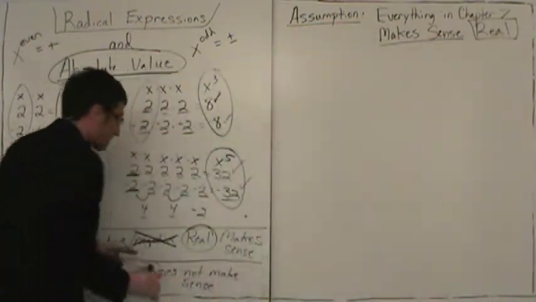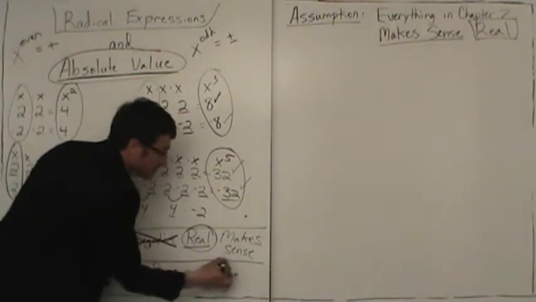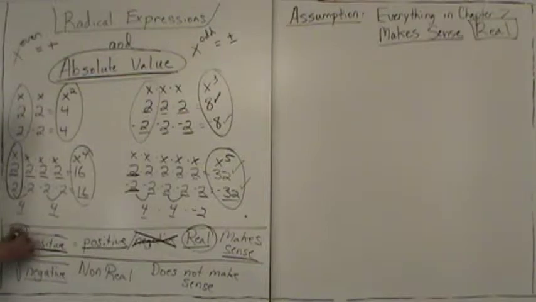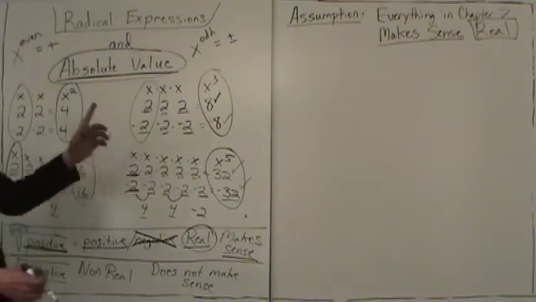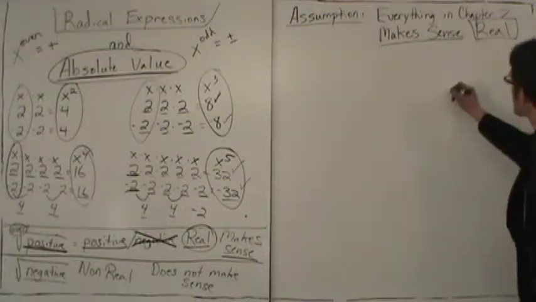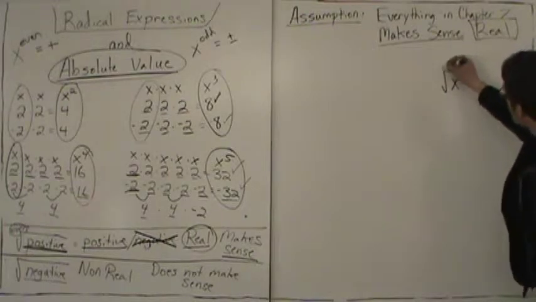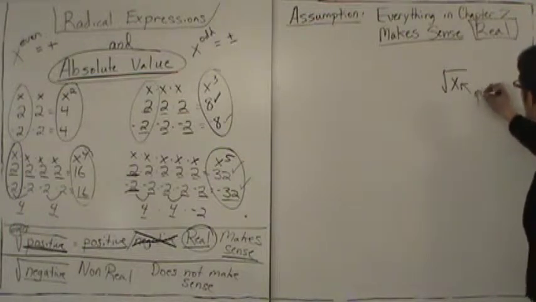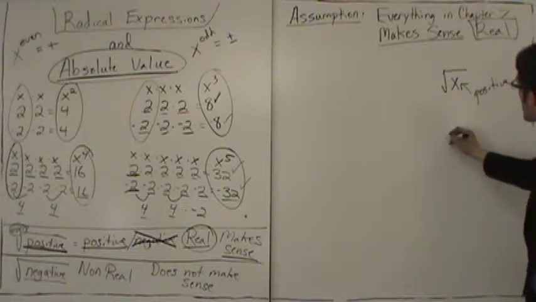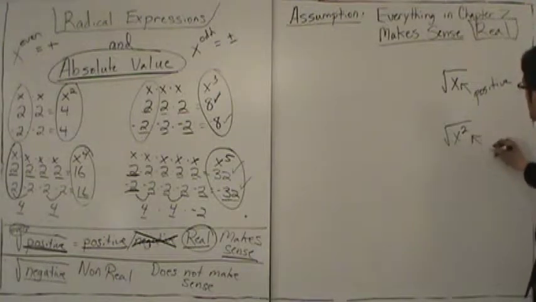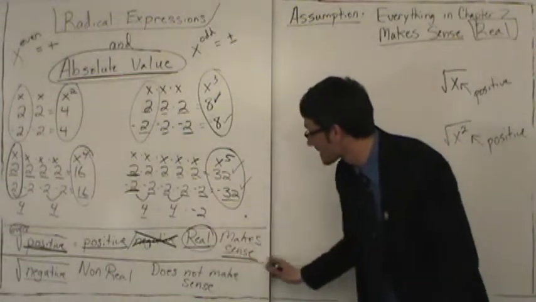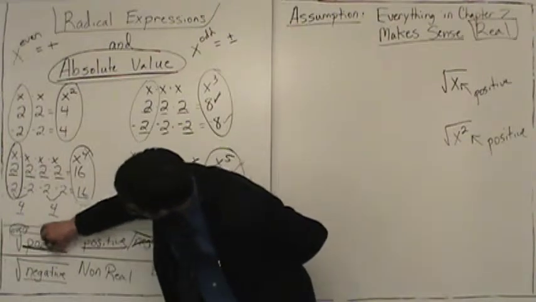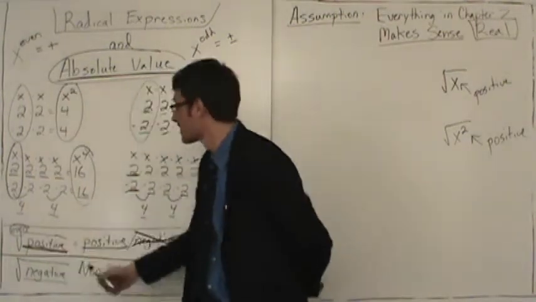So what case are we dealing with? Everything in Chapter 7 is real or makes sense, meaning that anytime we have an even index, we're assuming something. We're assuming that the radicand is positive. So this is something that's not stated, but let's write it. This means that the square root of x, since we have an even index of 2, we're assuming that x is positive. Now, the square root of x squared, we're also assuming that x squared is positive. Why? Because everything in Chapter 7 is real or makes sense, meaning that every radicand underneath an even index has to be positive, not negative.